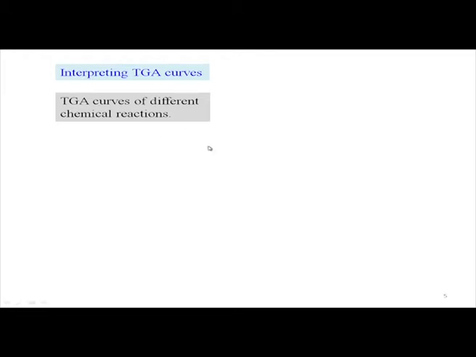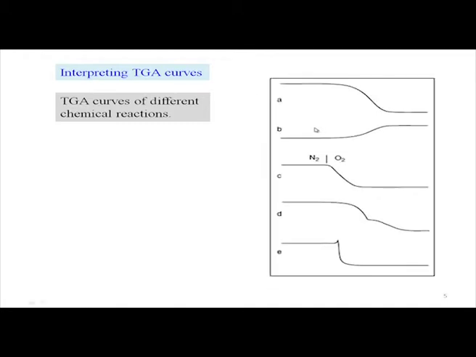So, what are those chemical reactions? We can see that we can have different types of shapes. Basically, in one case you have a shape like this, in another case a shape like the second one, and the corresponding ones, that means C, D and E. In all these we are only looking at two axes: one is the time or temperature axis, and the other is the mass loss axis.